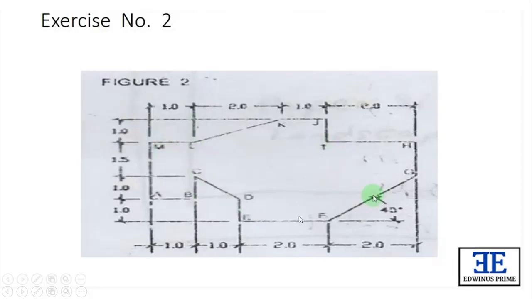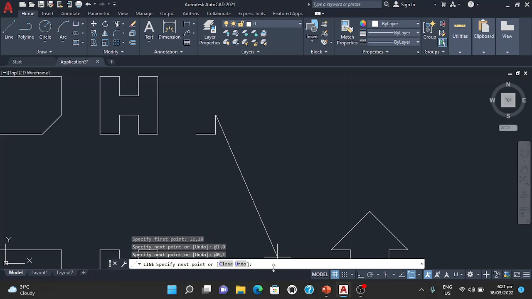Next, we have point C to point D. The horizontal distance of point C to point D is 1, positive, going to the right. The vertical distance is 1, and point C to point D is going down. So the change in y is negative 1. So let's declare @1,-1.